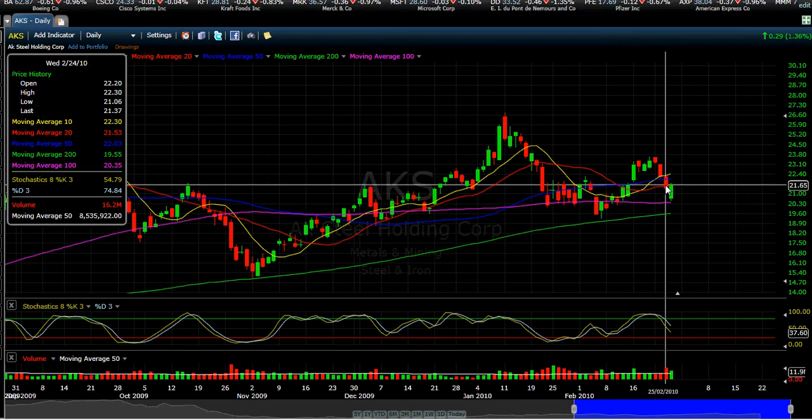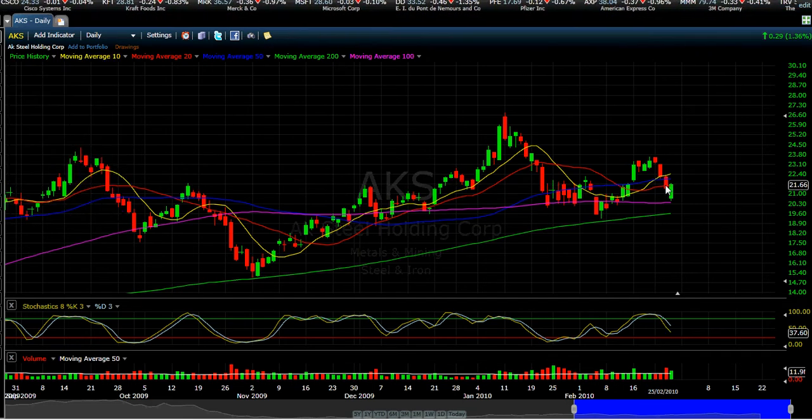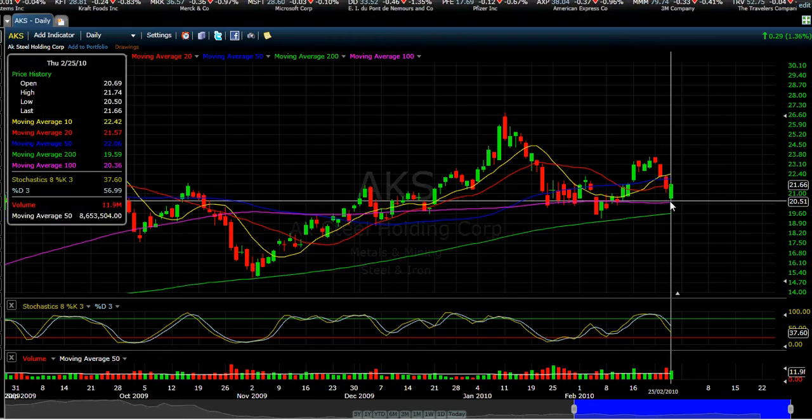I also wanted to point out it looks like we may have had some climatic volume on this red down day, so that suggests to me that the sellers may be flushed out of this stock for the time being, and we may be ready to see a reversal back to the upside, given that this pattern did form right at the support area of $20.40.